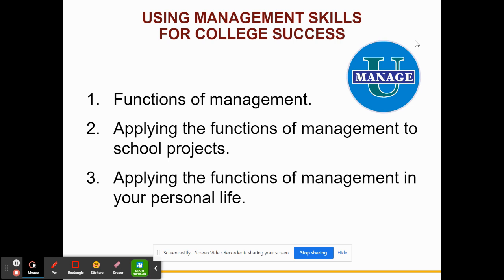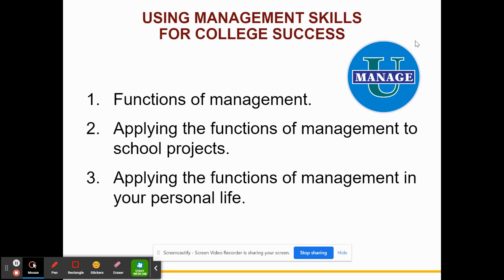Second point there, applying the functions of management to school projects. Case in point, the school project you are going to be working on weekly in our course. That's the reason why our online lectures are just that, online. We want to give you as much face-to-face time as possible within the day to complete your school projects, really manage yourself, and learn by doing.